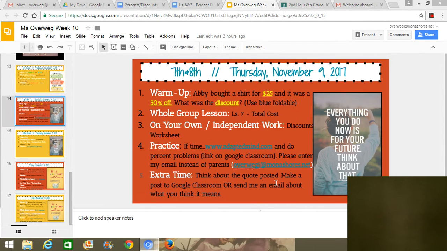So first of all, let's look at our agenda for the day. We have our warm-up, which I would like you to take a minute and pull out your warm-up paper and do. You may use your blue foldable, and it's going to be on that first tab of your blue foldable that says Find the Discount. The warm-up says Abby bought a shirt for $25, and it was, ignore that A, typo, 30% off. What was the discount? So all you have to do is set up a percent proportion and find little d. Okay, so go ahead and pause the video and do that.